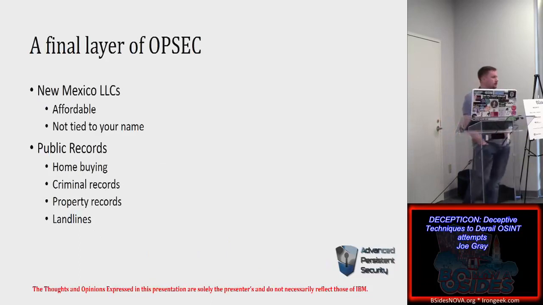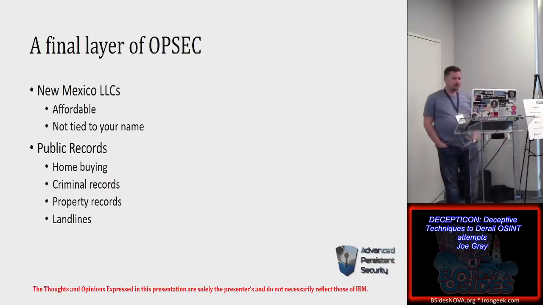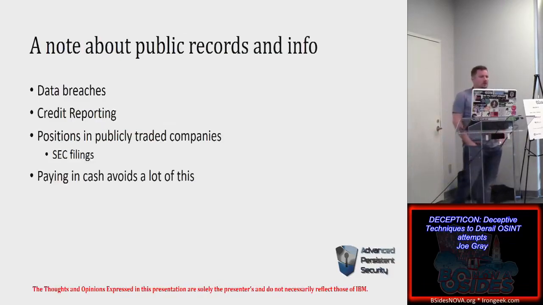Consider an LLC, like a New Mexico LLC. It's not tied to your name, and it's about $100. Public records, be cognizant of what you're doing and how that will create public records. Data breaches, credit reporting. If you're in a publicly traded company, you might be on the SEC forms. If you pay in cash, you're going to avoid a lot of it, but you're going to create a lot of headache too. Because you're going to have a lot of trouble getting a bank account if you're going to try to be that private.